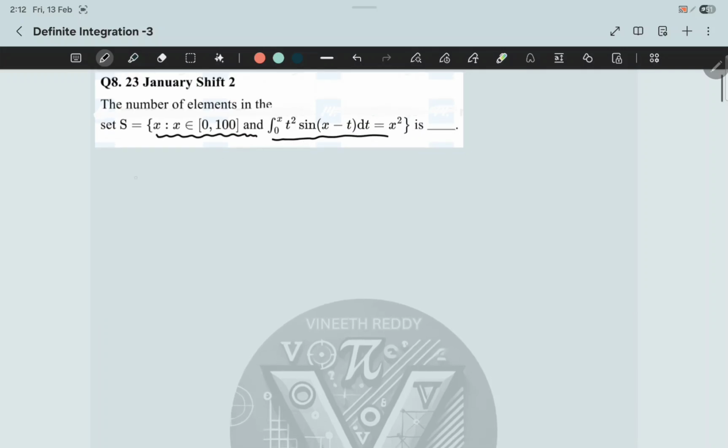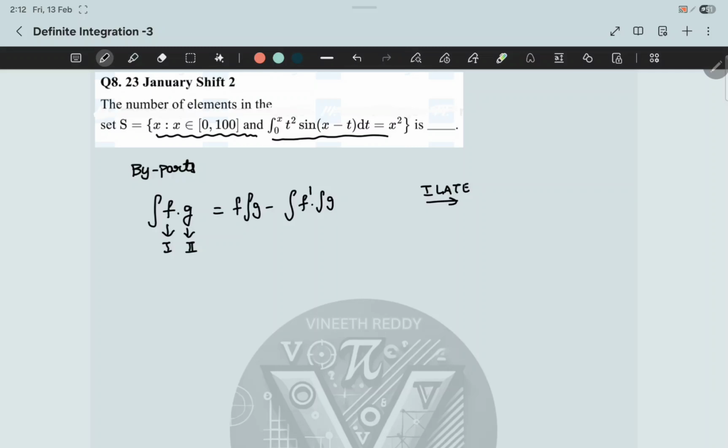So what we have to do is apply integration by parts. And what does that state? Integral of f into g is equal to f times integral of g minus integral of f dash times integral of g. Here f is the first function and g is the second function as per the abbreviation I laid, and this is the order of preference from left to right.